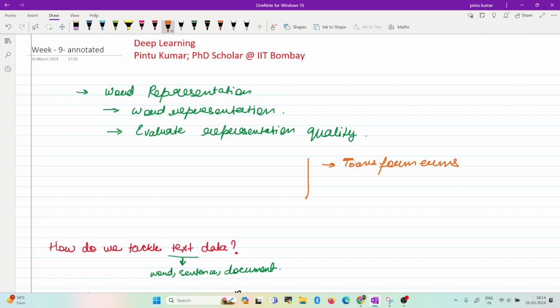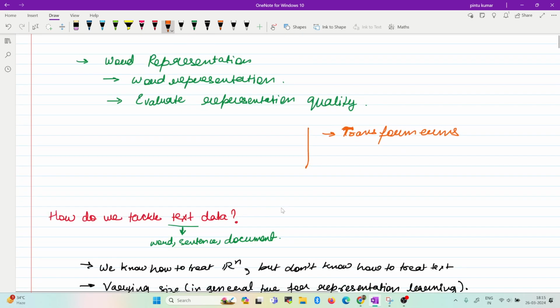So for completeness, you might refer to other sources where you can see what transformers are, how they work, and how people use them to find word representations or to do NLP tasks. That would be useful to you in today's context. These are a few things that we're going to cover.